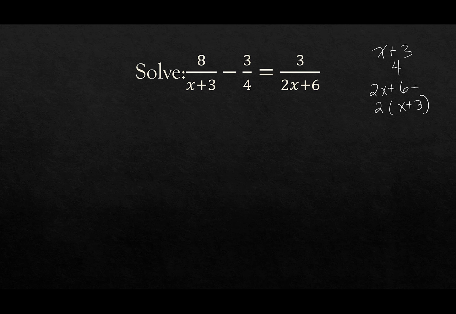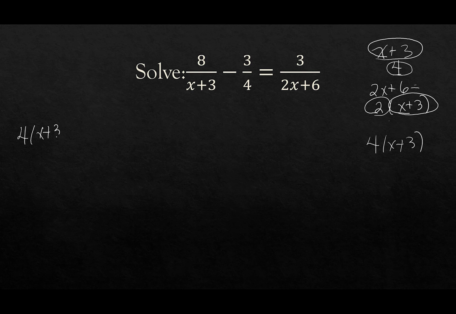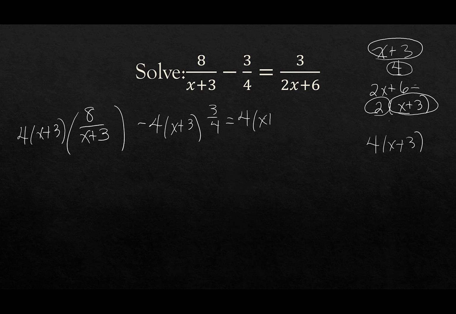So when I'm looking for this kind of common denominator that I want to clear, I can see that I have an x plus 3, and it's there twice. I have a 4, and I have a 2. So 2 goes into 4, I cannot worry about that 2, and I can multiply by 4 times x plus 3, and that's going to clear the whole denominator. So I'm going to multiply 4 times x plus 3 times the first term, 8 over x plus 3. Then I'm going to multiply 4 times x plus 3 times my second term, 3 over 4. And then 4 times x plus 3 times my last term, 3 over 2x plus 6.